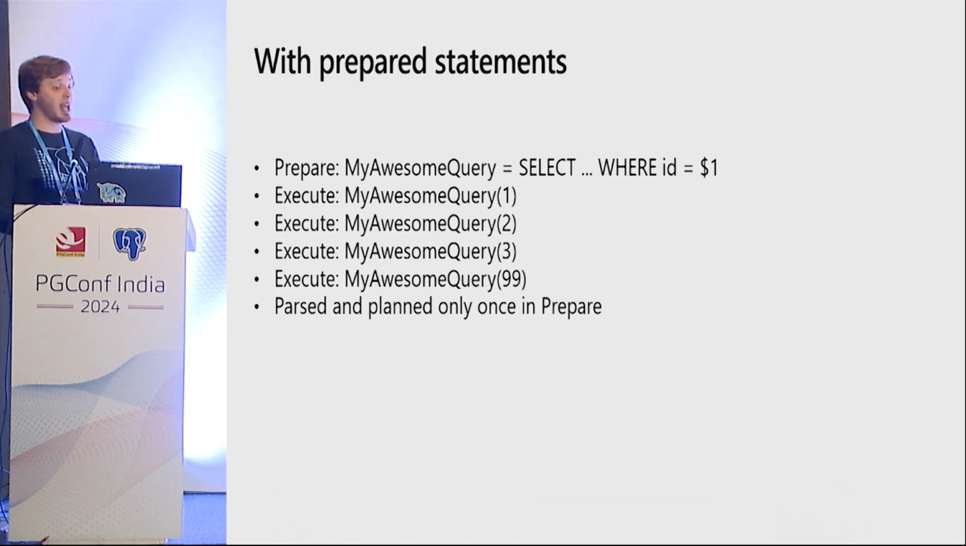Because then you can execute that query just like a function. You give it a parameter 1, and a parameter 2, and a parameter 3, and a parameter 99, and it will do the same thing as we saw before. But it's only parsed and planned during the prepare, because that's where Postgres already has the full query. It's just these final little things that it needs to fill in that it doesn't know. All the rest is already taken care of.